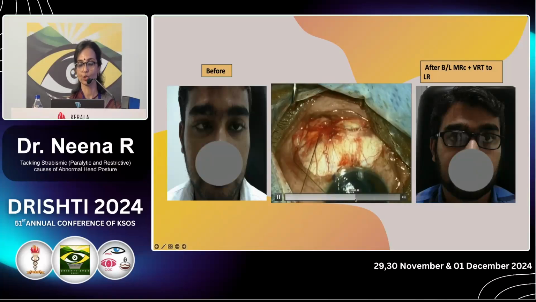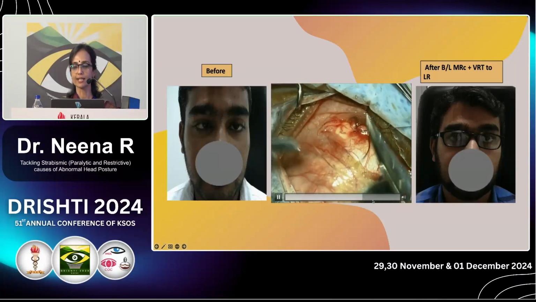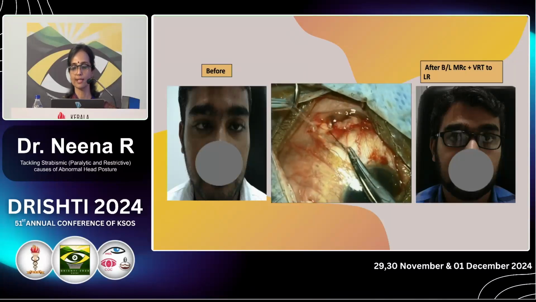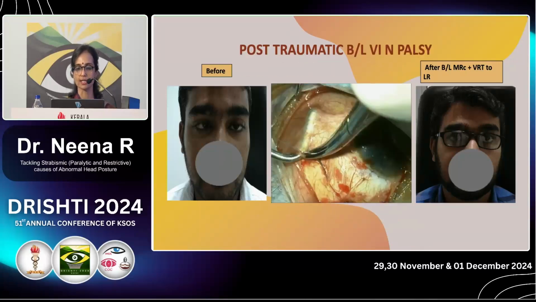Now I have shifted to either SRT or Nishida, but we did vertical rectus transposition to lateral rectus in both eyes, and he had pretty good cosmesis and improvement in his head position.